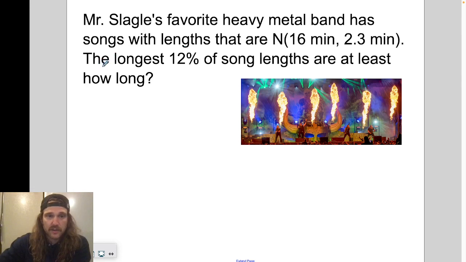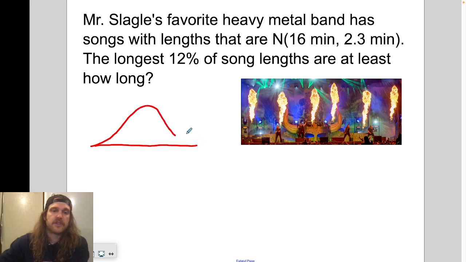The question asks, what is the longest 12% of song lengths that this band writes, they are at least how long? Now, this is a different question entirely. This is a question about the band.